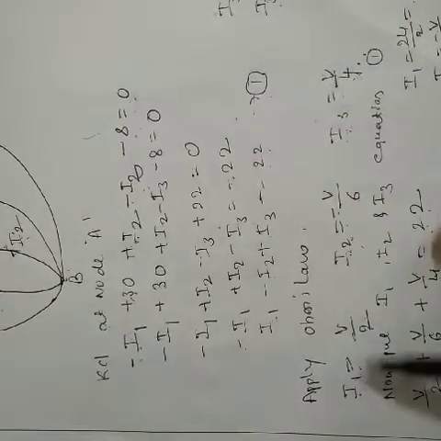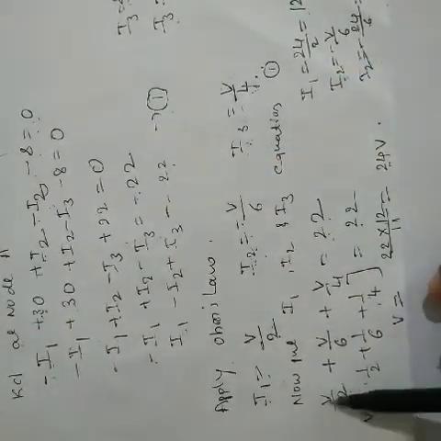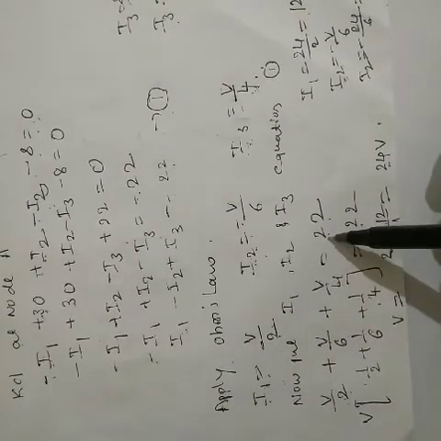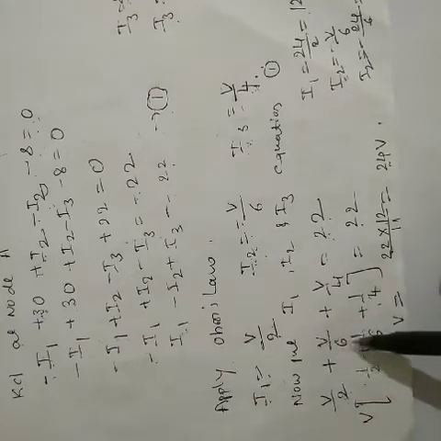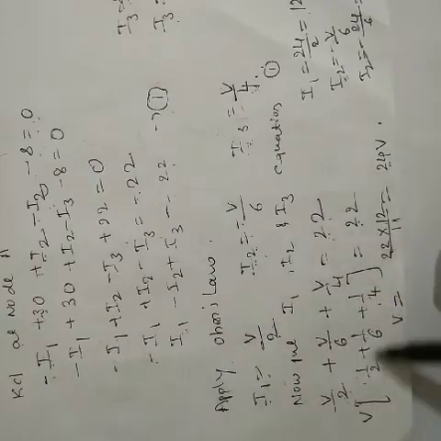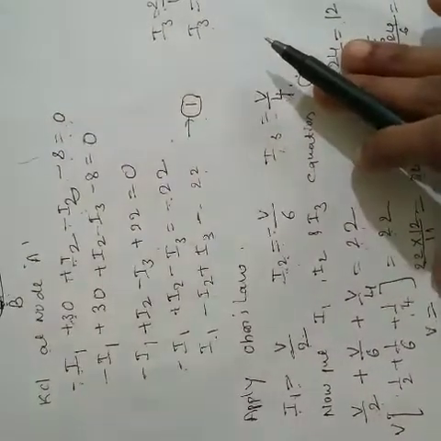Now you can put I1, I2 and I3 in the first equation. Then the equation becomes V by 2 plus V by 6 plus V by 4 is equal to 22. Therefore, V is equal to, taking V outside, 1 by 2 plus 1 by 6 plus 1 by 4 is equal to 22. You simplify, then V becomes 24 volts. The total voltage for the parallel electric circuit is 24 volts.